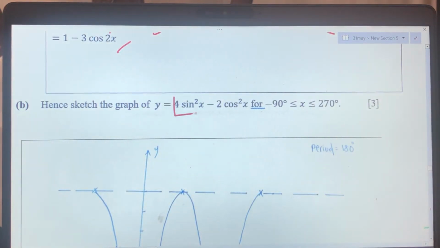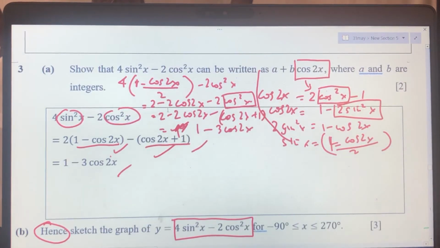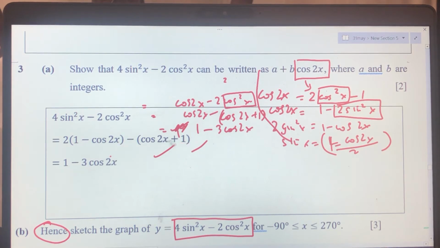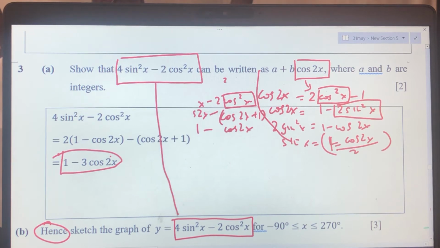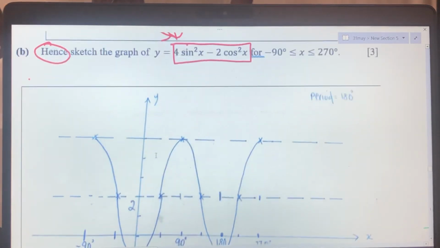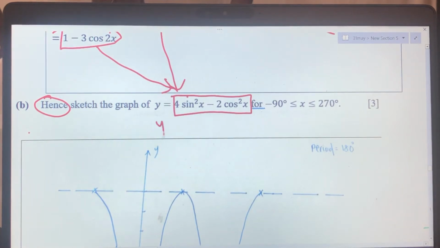Now, this part here, the question says hence. So you don't start from here. You look at the previous part and please ensure that it's exactly the same as this before you start substituting in. Is it exactly the same as what you have here? Yes, then you start to sub this inside here, because there are questions whereby there are slight changes. This will just be y equals 1 minus 3 cos 2x.